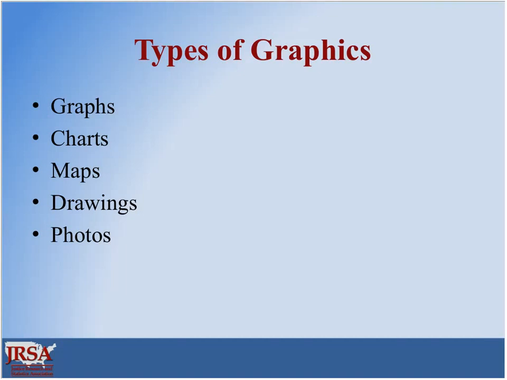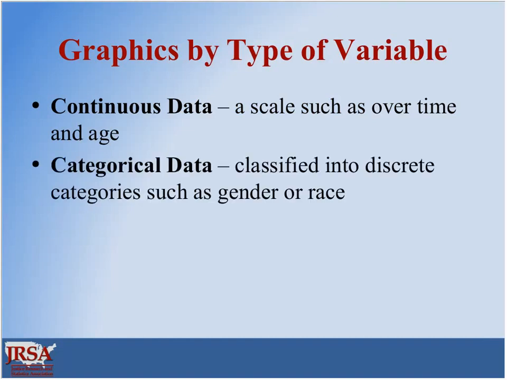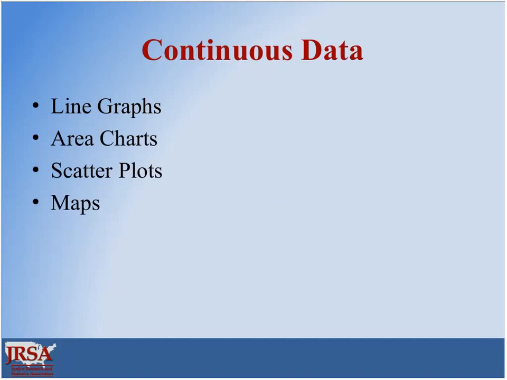They are graphs, charts, maps, drawings, photos, and you use different types of graphics depending on the kind of data that you have. So if you have continuous data, such as a scale over time, you're going to use maybe a different type of graphic than you would if you have categorical data, which is obviously classified into discrete categories, such as race or gender. For continuous data, you want to use things like line graphs or area charts or scatter plots or maps.